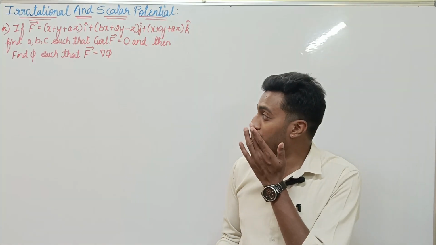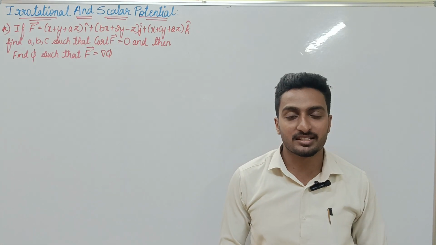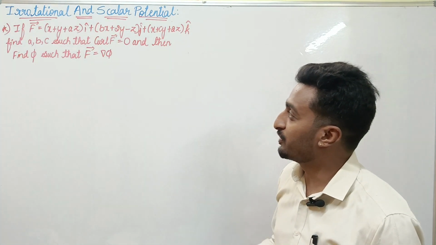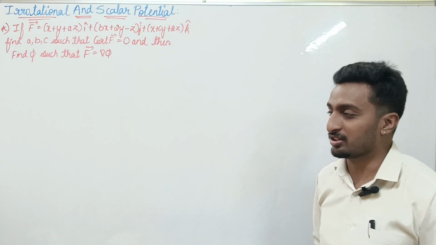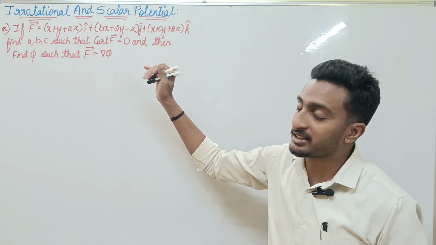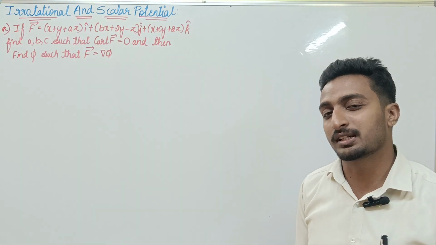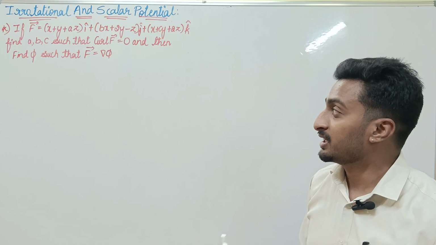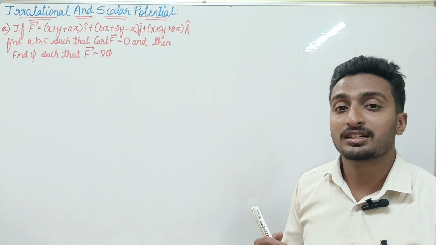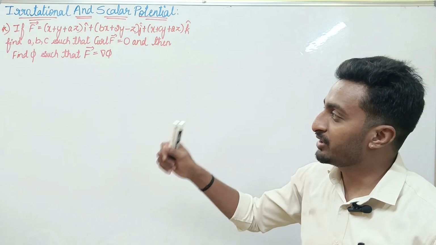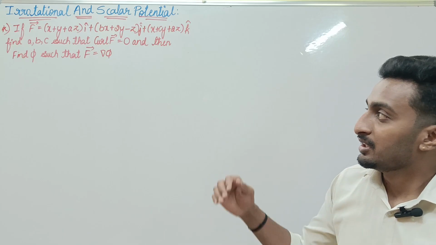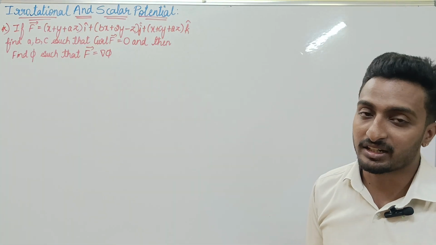Today, let us learn how to solve the problem on irrotational and scalar potential, where we are going to find the value of a, b, c, that is the constant terms, such that curl vector f should be equal to 0. What does curl vector f equal to 0 represent? Curl vector f equal to 0 represents the irrotational condition, and then we are going to find the scalar function phi such that it should satisfy vector f.